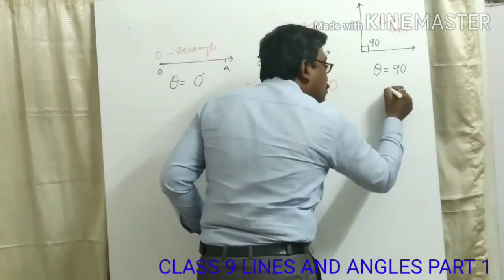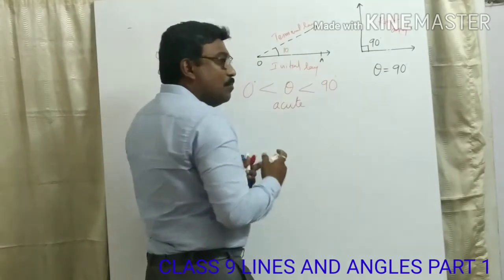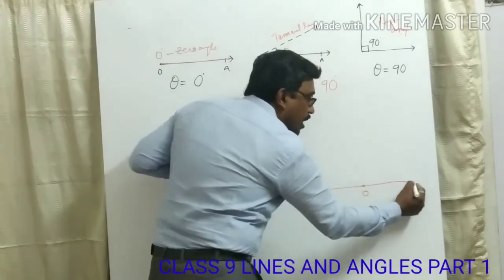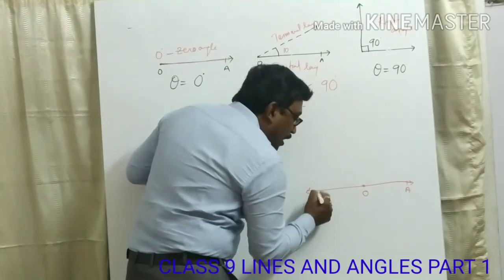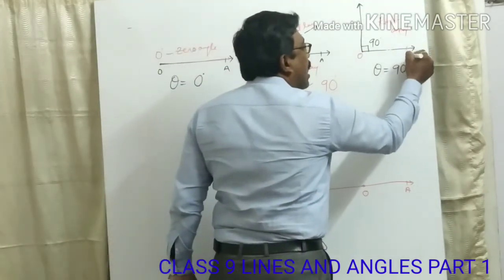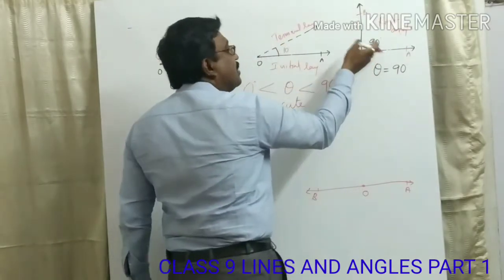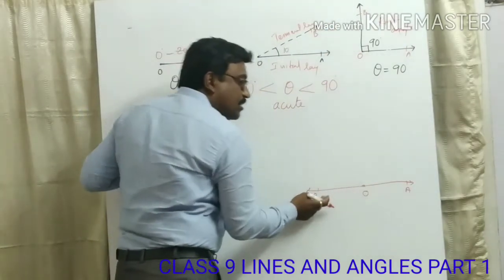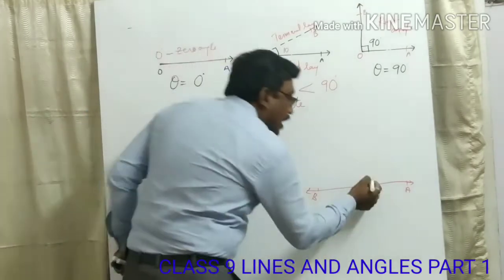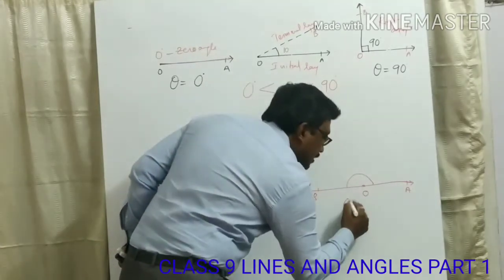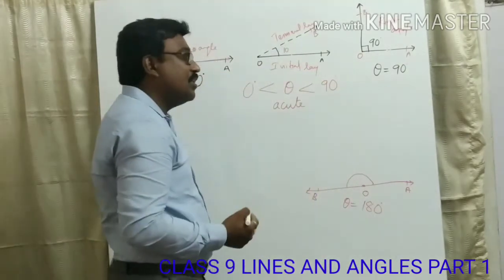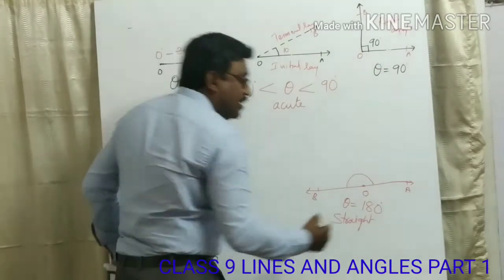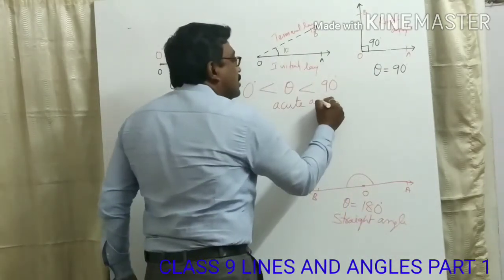Now, if it is more than 90 degrees, suppose OA is one ray and OB is another ray, where one is 90 degrees to the other. Now, if the two rays are quite opposite to each other, then the angle is marked as theta equal to 180 degrees. This is called a straight angle.